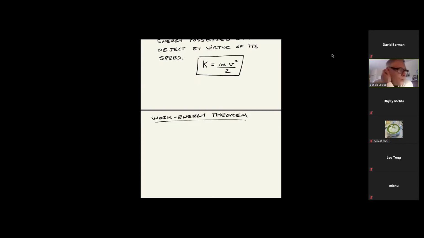Does anyone know what theorem means? Anyone? Yeah, Max? Is it like a prompt that has been supported by a lot of evidence and is considered true? Yeah, like there would be like a law here.